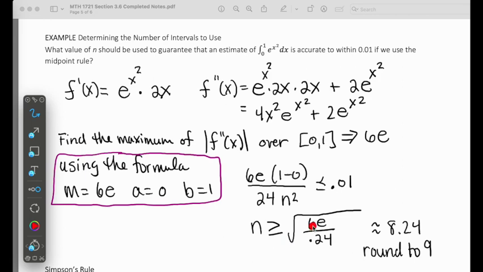So when I go ahead and solve this inequality for n, I get that n has to be greater than or equal to the square root of 6e over 0.24. And when I evaluate that, I get 8.24. And since this needs to be a whole number because we're trying to find the number of subintervals to break up the interval from 0 to 1, you're always going to round up to the nearest whole number. So in this case, it would be 9. So if I use 9 subintervals using the midpoint rule, when I approximate this integral, or the area under the graph of e to the x squared on the interval from 0 to 1, I should have an error that is less than or equal to 0.01.